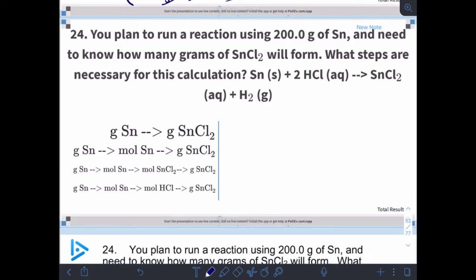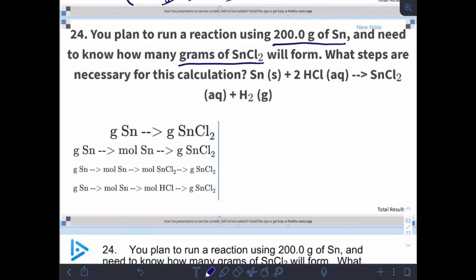Right, so we plan to run a reaction using 200 grams of tin, and we need to know how many grams of tin chloride will form. What steps are necessary for this calculation? So basically this is going through a map, okay? So if we are starting with grams of tin, and I need to go to grams of tin chloride, I know that in the middle I have a mole ratio where I'm going to go from moles of tin to moles of tin chloride.